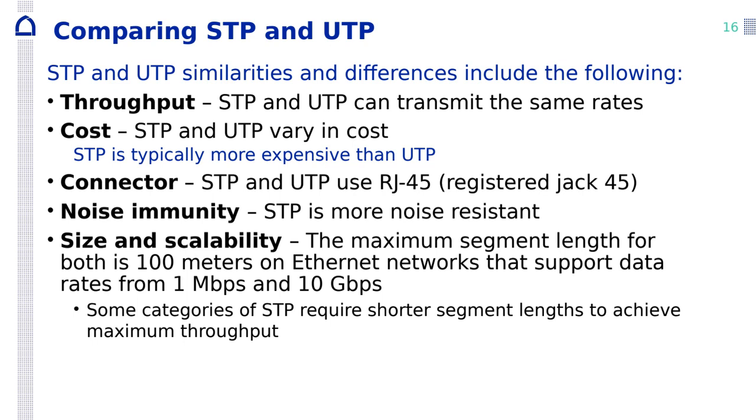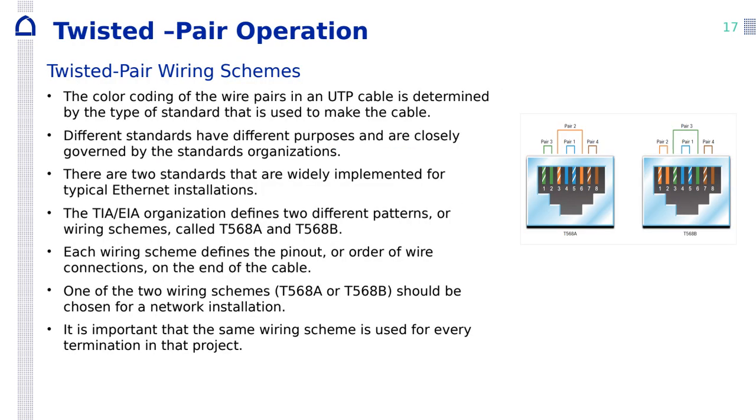Some categories of STP require shorter segment lengths. STP is sometimes a little shorter because it has more conditions. The STP, we already mentioned that it has many shielding layers, so the shield has to have good quality, the same intensity of the shield. Shorter is better for quality, not for speed, the quality for the shielded twisted pair. In some cables. But usually both of them are 100 meters maximum. So this is the twisted pair wiring.